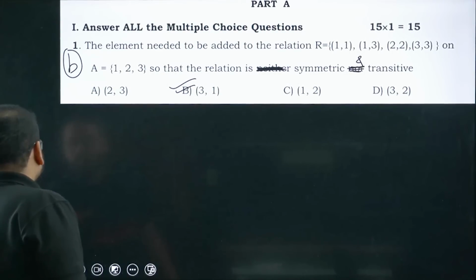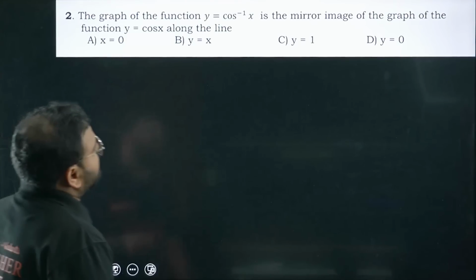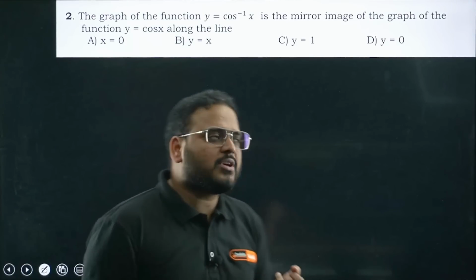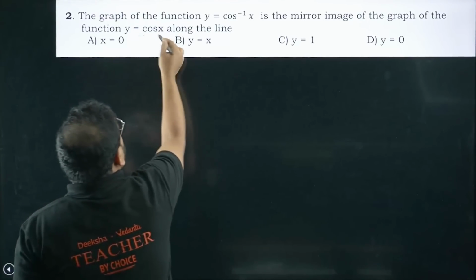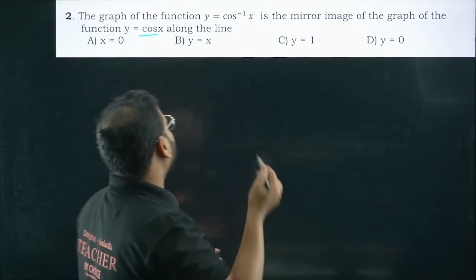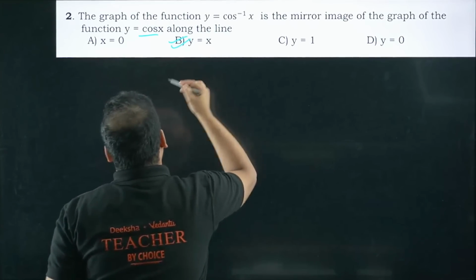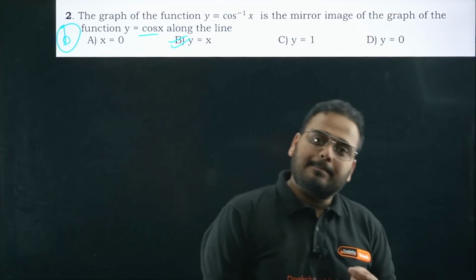Question number 2. The graph of the function y equal to cos inverse of x is the mirror image of cos x, since cos inverse and cos x are inverse functions. The mirror image is about the line y equal to x. Option B is correct.